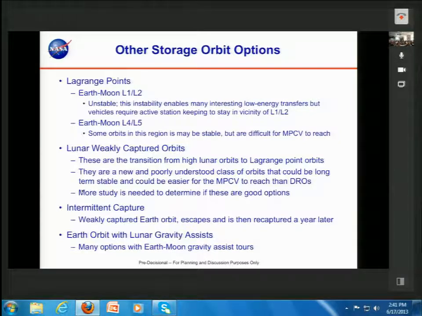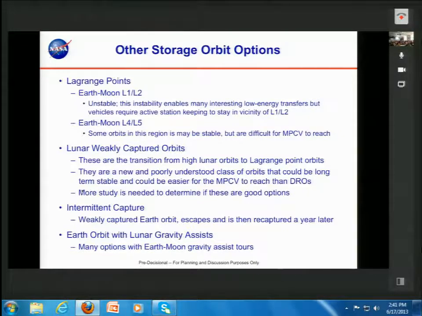Now the Earth-Moon L4, L5 orbits, some orbits maybe in this region may be stable. There's a lot of disagreement in the literature about whether things can be long-term stable here, whether the sun or other planets kick things out. But that disagreement aside, it's very difficult for the MPCV to reach the L4, L5 Lagrange points, which pretty much rules them out.